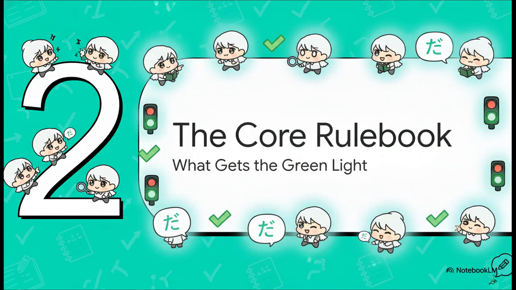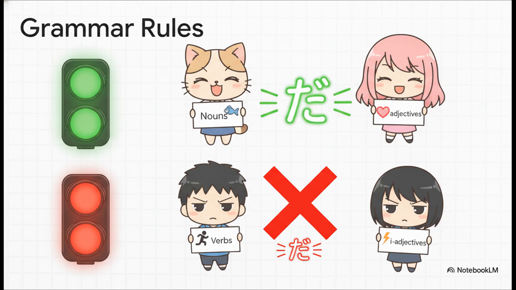Section 2, the core rulebook. Let's see what actually gets the green light. So, what can we attach this equal sign to? Nouns definitely get a green light. It's as simple as taking a word like "neko," meaning cat, and adding "da" at the end. "Neko da." It's a cat.